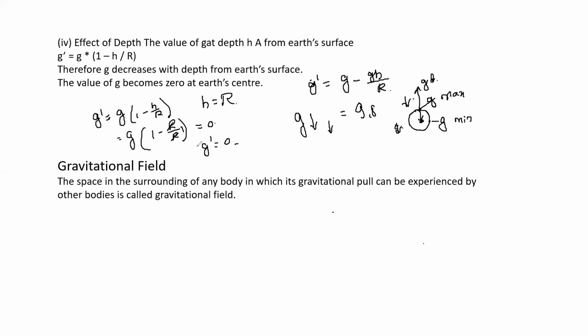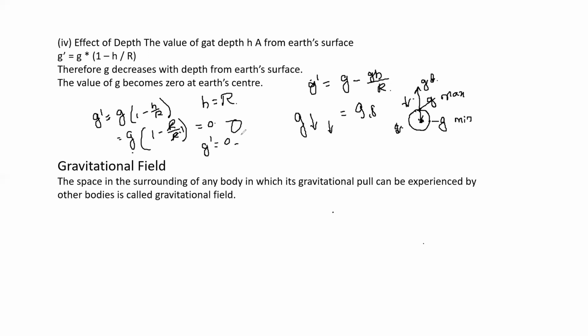So the conclusion is: at the poles, it is maximum. At the equator, it is minimum. As you go above, the g value decreases. As you go to a depth, it also decreases. At the center, it is 0. So we say that on the surface of the earth, the value is maximum.